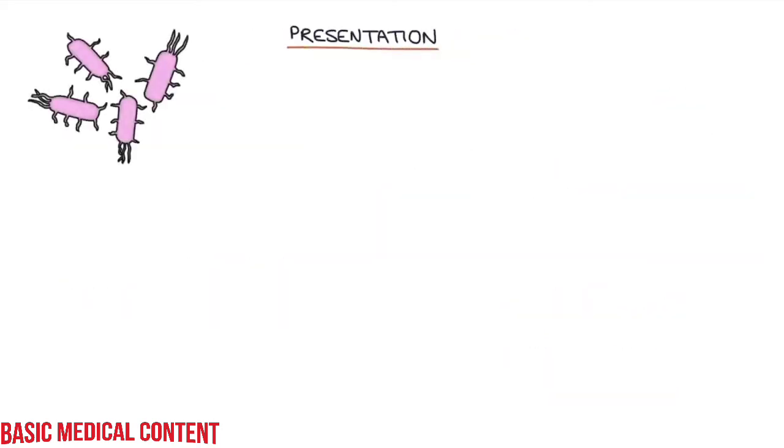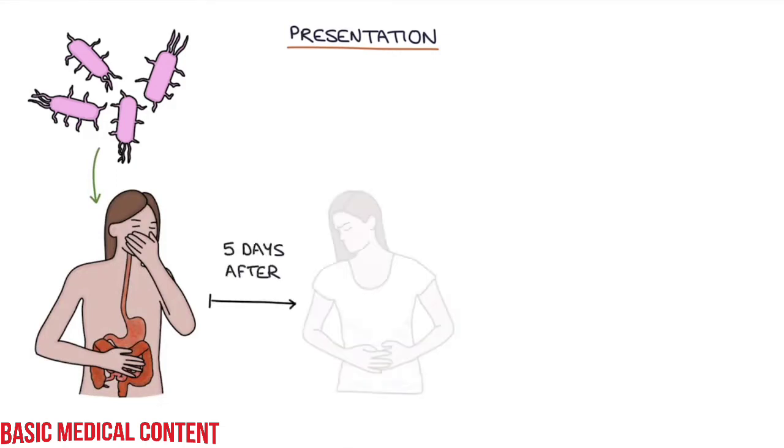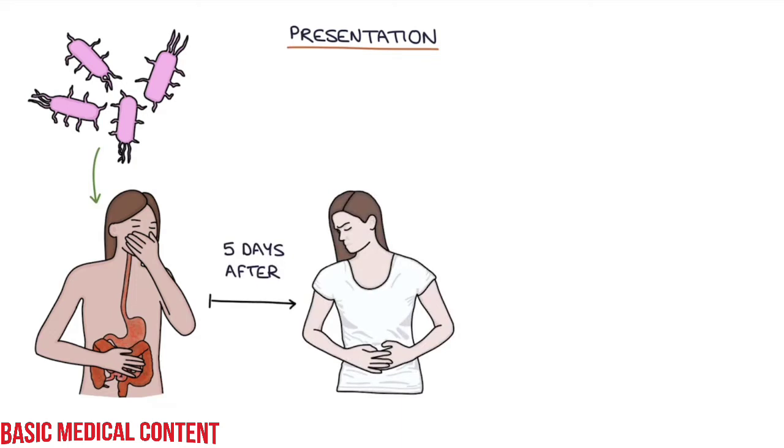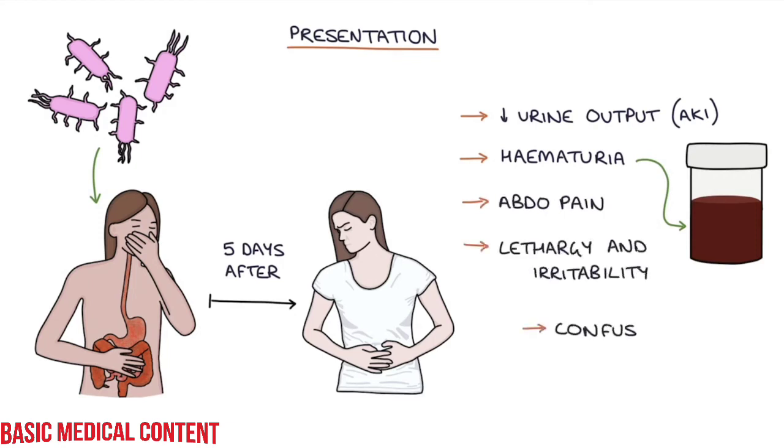So how does it present? Well, E. coli O157 causes a brief gastroenteritis, often with bloody diarrhea, and about 5 days after the diarrhea, the person will start displaying symptoms of hemolytic uremic syndrome. And these are things like reduced urine output because of the acute kidney injury, hematuria or dark brown urine, abdominal pain, lethargy and irritability, confusion, hypertension or high blood pressure, and also bruising.